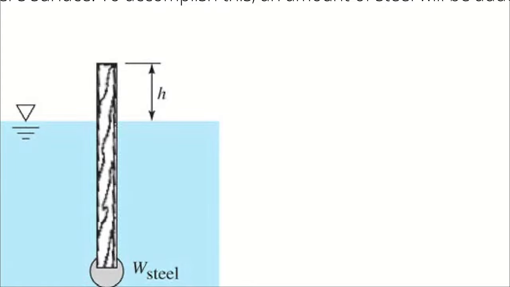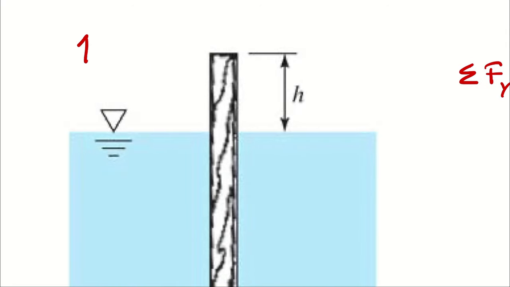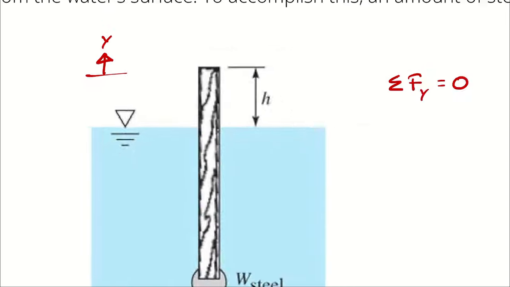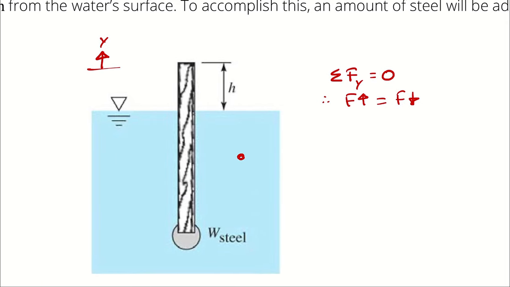Because this is floating, I can start by recognizing that it must be in equilibrium. So the sum of forces in the y direction must equal zero. I'm going to define my y direction as up in this drawing. Therefore, the force up must equal the force down. I have one up force. It is the buoyant force. And that is counteracted by two weights, the weight of the wood and the weight of the steel.